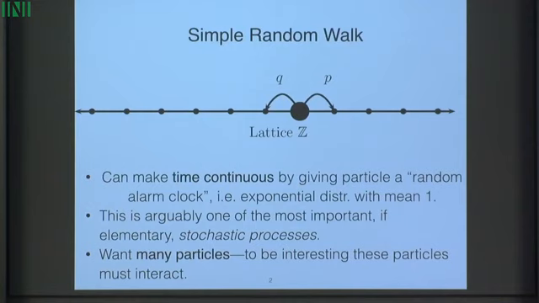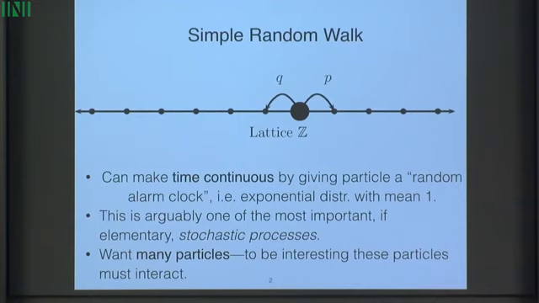Probably one of the most basic stochastic processes in probability theory is simple random walk. Now you can make time continuous by giving a particle a random alarm clock. That means an exponential distribution with mean 1. So when that alarm clock rings, the particle jumps with probability p to the right and probability q to the left. And you can see this problem in Feller, for example.